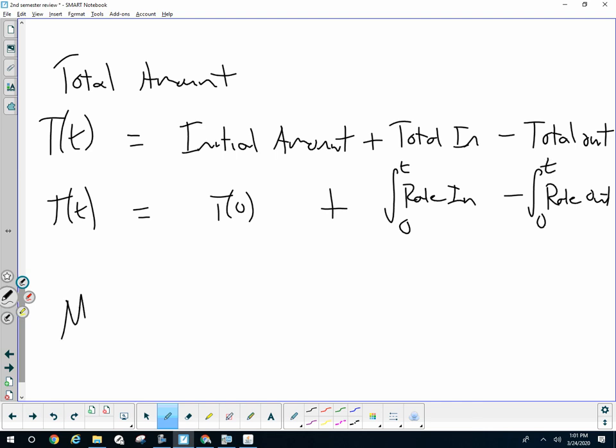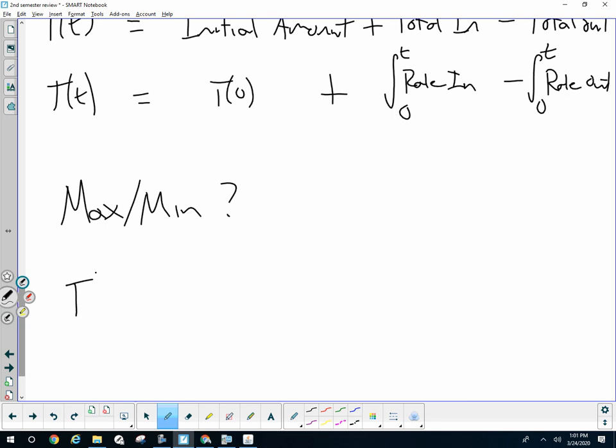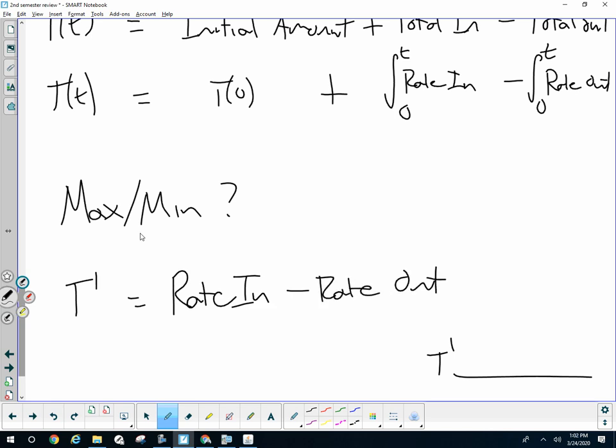Well, then the next question becomes, when do we have a max or a min of a total? When is the total at a max? Well, to find a max or min, we'll analyze the signs of T prime. We have to take the derivative of these accumulation functions, and it ends up being my rate in minus my rate out. So if my rate in is bigger than my rate out, I'm increasing in my total. If my rate out is bigger than my rate in, I'm decreasing in my total. Okay, if this is positive, I'm increasing. If this is negative, I'm decreasing.